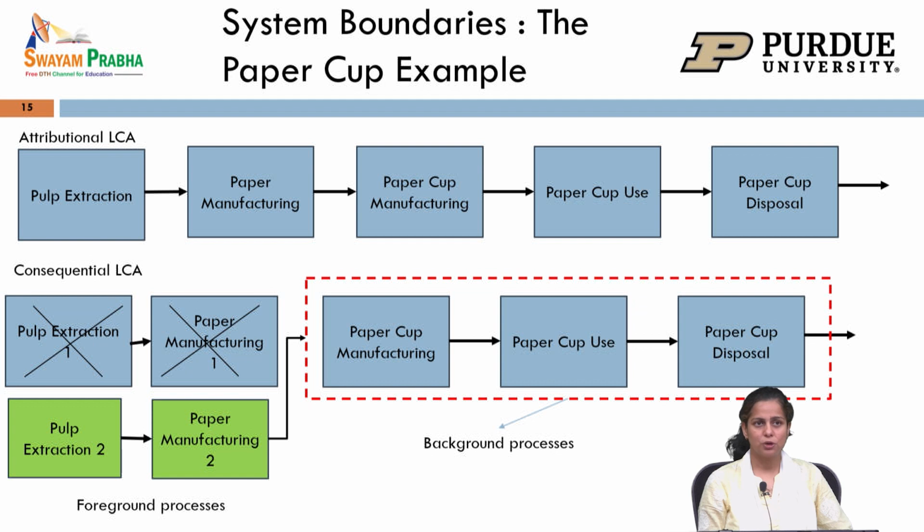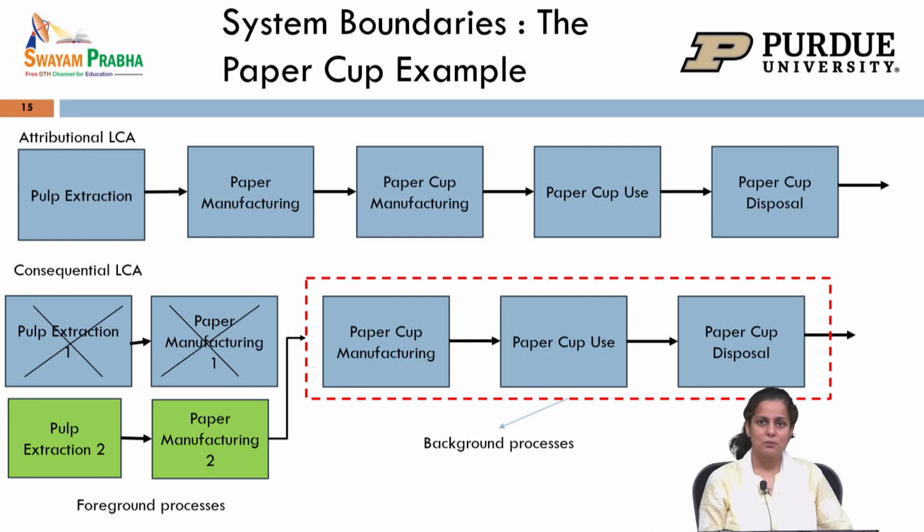So, instead of your pulp extraction 1 or paper manufacturing 1 process, it is being replaced by pulp extraction 2 and paper manufacturing 2. Here, when we have to study the impact of that change, we do not need to consider the background processes because there is nothing happening to the background process. Paper cup manufacturing, paper cup use and paper cup disposal, those life cycle stages are not affected. All you need to do is actually look at the foreground processes, which is the pulp extraction and the paper manufacturing, and compare the two sources to understand the impact in terms of total greenhouse gas emissions or water use or other impact categories that you need to change.